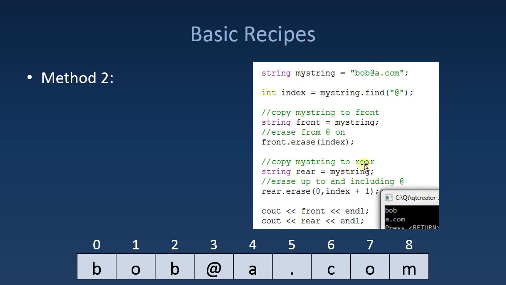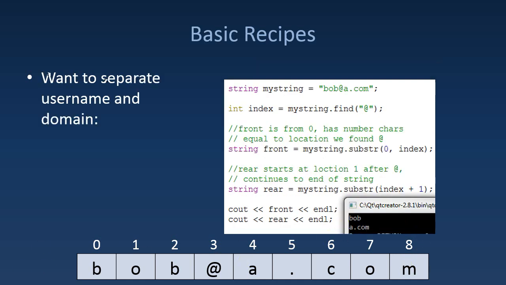And then for the rear part, do the same thing, just copy the original string, bob@a.com. And here, I'm going to erase everything from 0, and I want to erase everything up to and including that, and so if I found it at location 3, that means I need to erase 4 characters. So 1, 2, 3, 4, get rid of those by saying the index I found it at +1, and so now rear will be just that part. All right, 2 different ways of getting the same exact output, Bob and A.com.